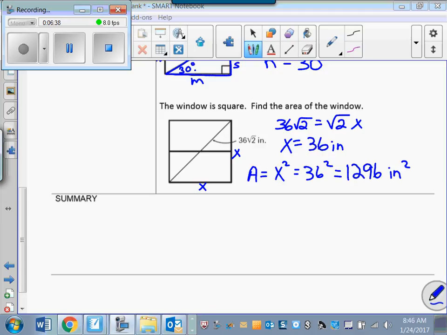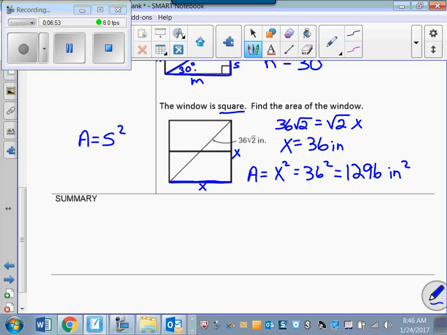Okay, so we know the window is a square because they told us that, and we're to find the area. So how do we find the area of a square? Area of a square is the side length squared. So all we've got to do is find the length of one of these sides here.